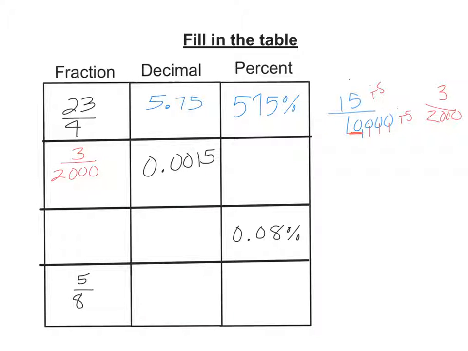Decimal to a percent, I'm going to again move it 2 to the right. 1, 2. So it's going to be 0.15%. It's not the same thing as 15%. Percent into a decimal. I have to move it 2 to the left. You're trying to get away from the percent, right? So 0.08%.